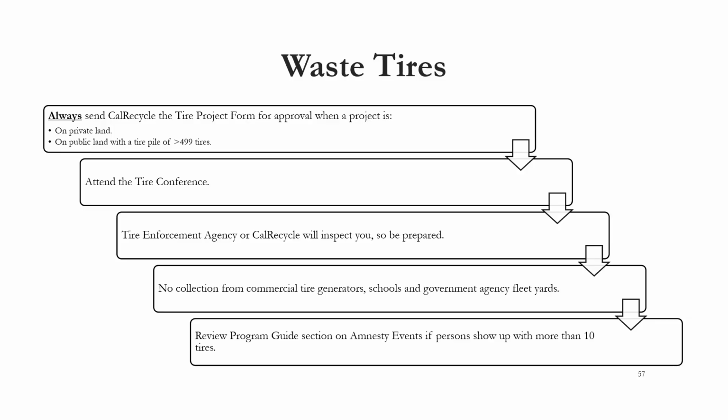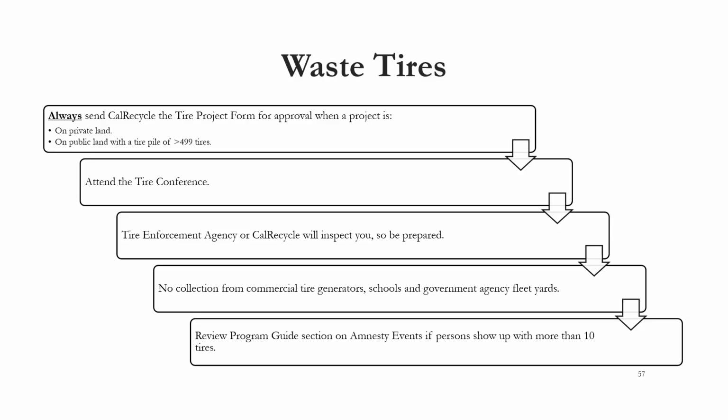There is no collection for commercial tire generators, schools, or government agency fleet yards. They are totally responsible for disposing of their own tires. And review the program guide section on amnesty events. If persons show up with more than 10 tires, there's a process for that the local government agency may not be aware of. There's a form that you can fill out.